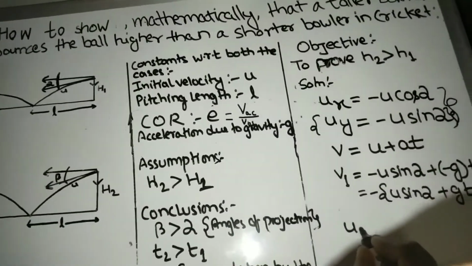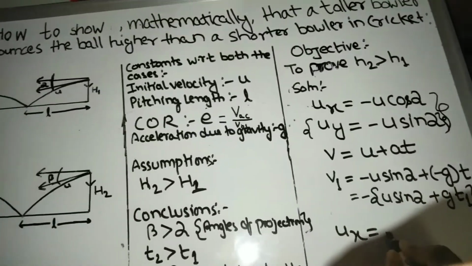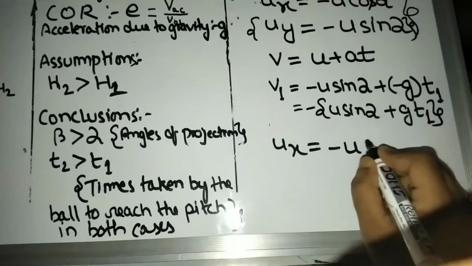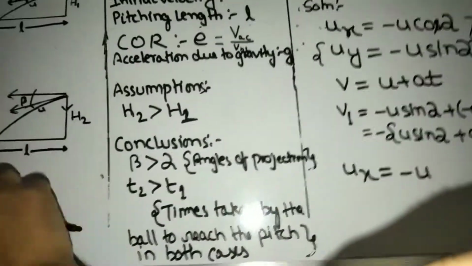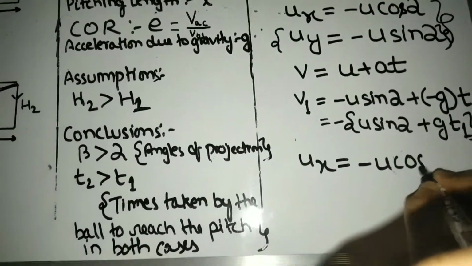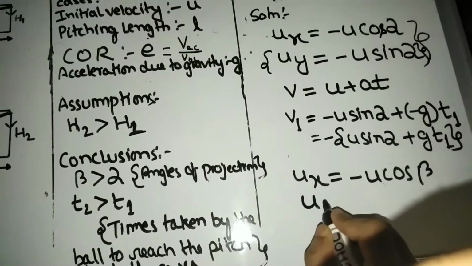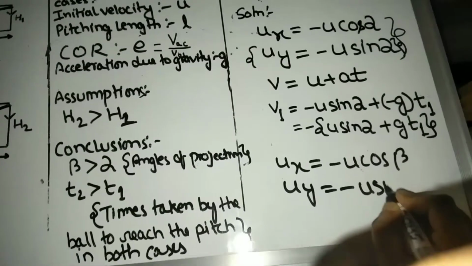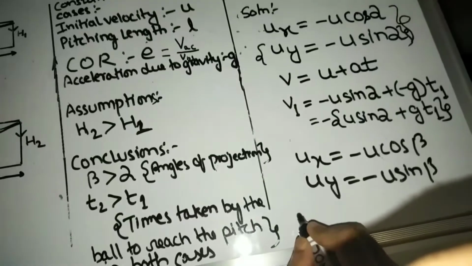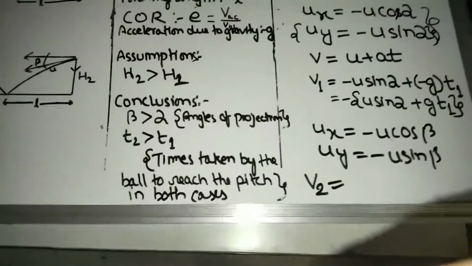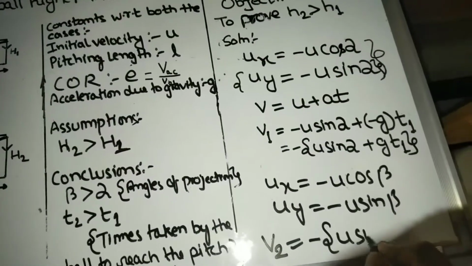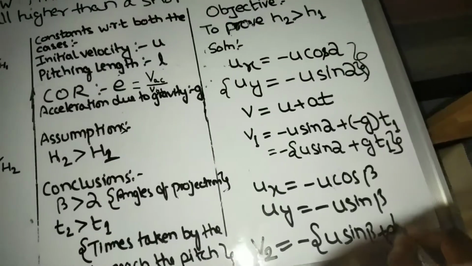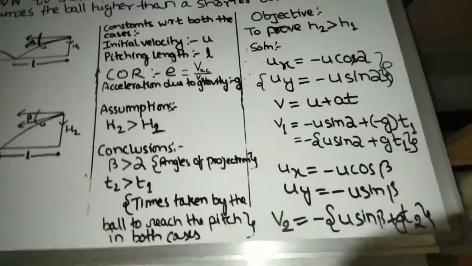In the case 2, the horizontal component of the initial velocity is minus u cos beta, and the vertical component is minus u sin beta, which gives us v2, the vertical component of the velocity right before the ball hits the ground, as negative of u sin beta plus g t2, t2 being the time taken by the ball to reach the pitching point.